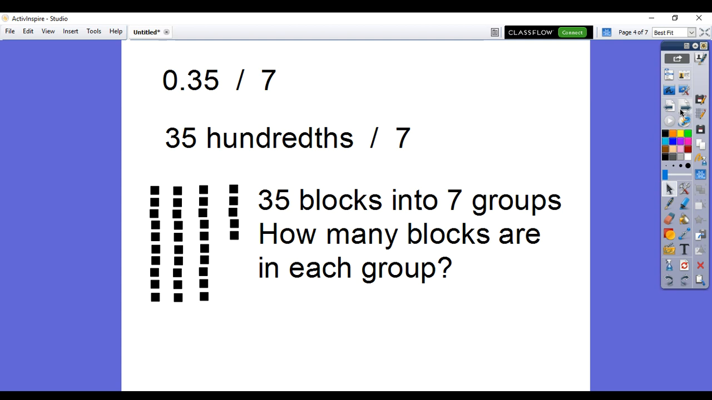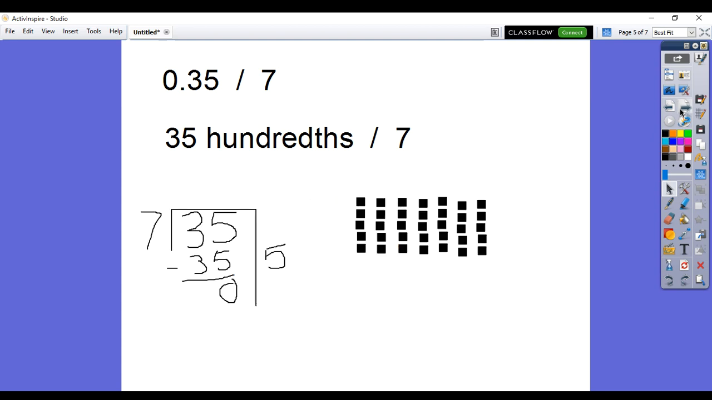So how many blocks are in each group? And I know some of you are already looking at it and going, I know my facts. 35 divided by 7 is going to be 5. So taking a quick look at it, whether you did it numerically or whether you actually moved the blocks around, 35 being broken up into 7 groups is going to give you 5 blocks.